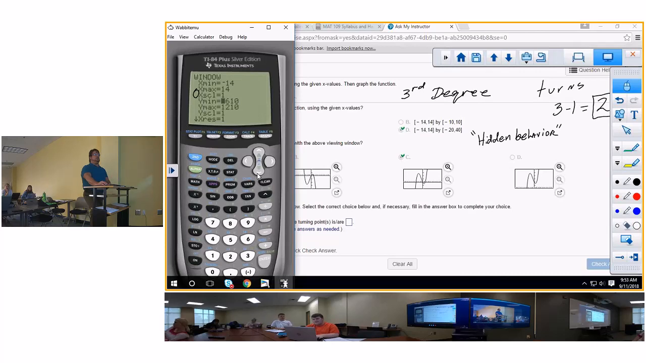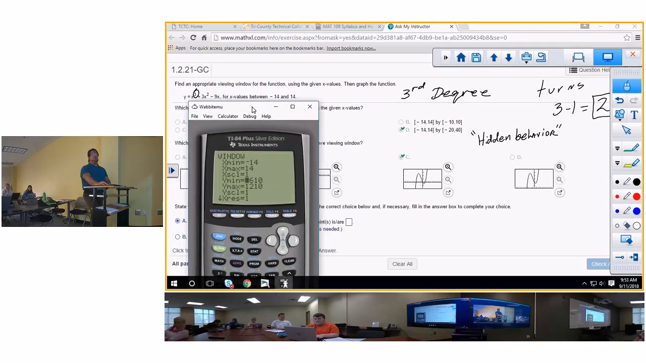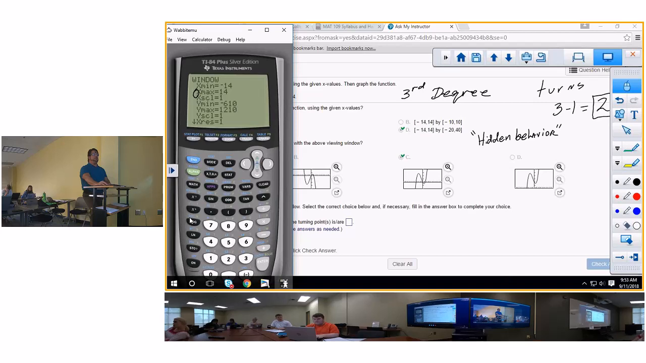You could plug -14 into the equation and see what it gives you, and then plug in +14, and that should give you your y values of -20 and 40. So that's how they got it. They plugged in the -14 and the +14 for x, and they calculated, and it probably shot out a -20 and a +40.